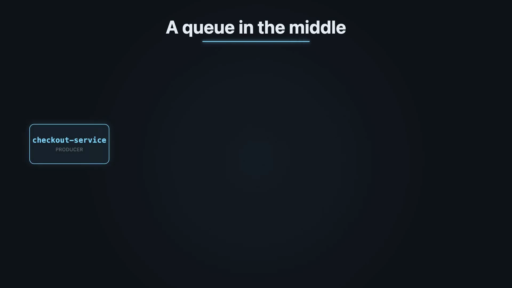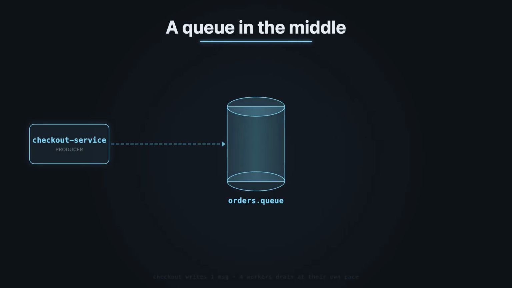Here's the fix. Instead of checkout calling email, inventory, analytics, and shipping directly, it writes a single message to a queue. Order 47 was placed. That's it, one line, durable, somewhere safe. Checkout returns 200 OK in 40 milliseconds.